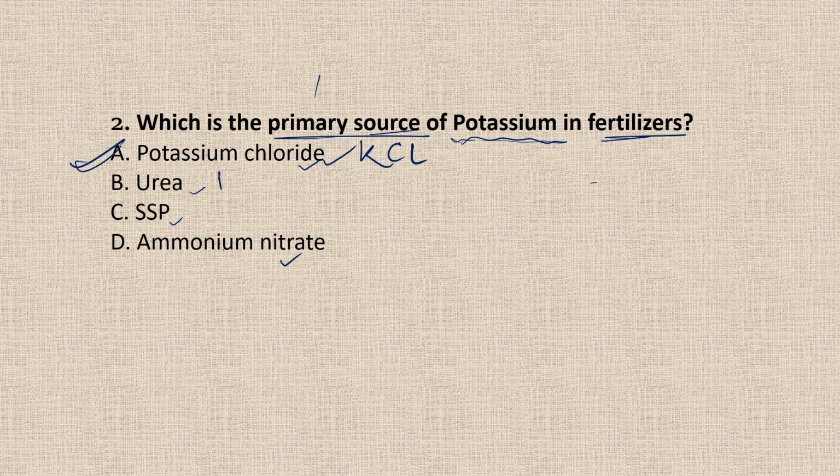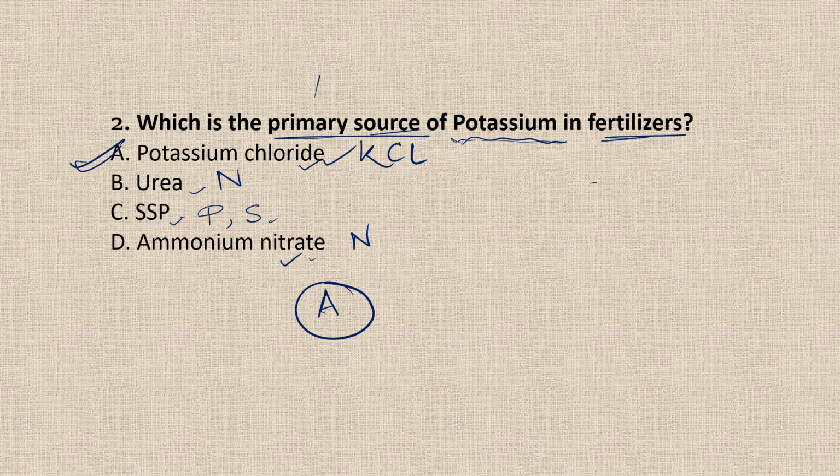You very well know that urea is responsible for nitrogen and SSP, I just told you, it's for phosphorus and it contains 11 to 12% of sulfur also. And ammonium nitrate is also used for nitrogen. So option number A is the right answer, right?